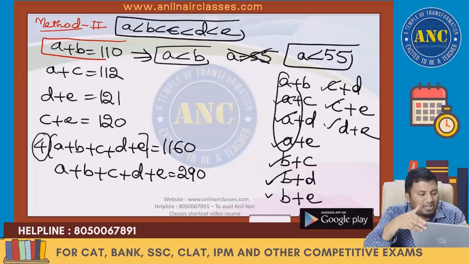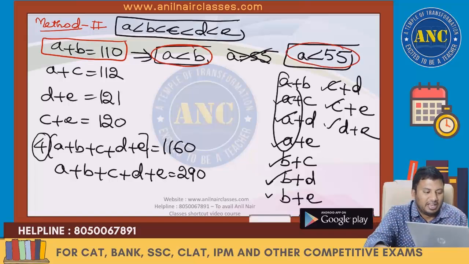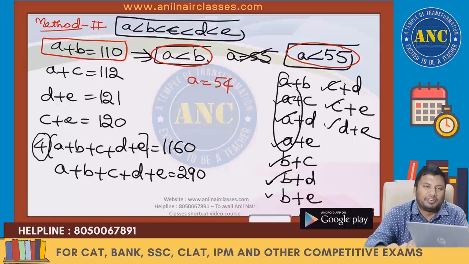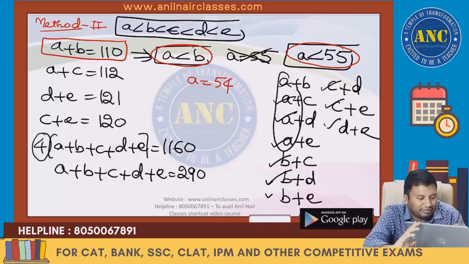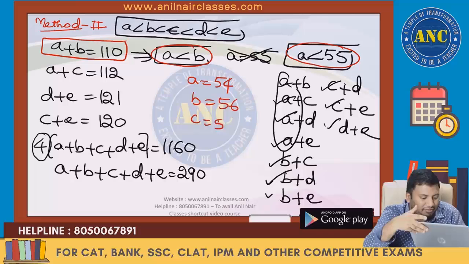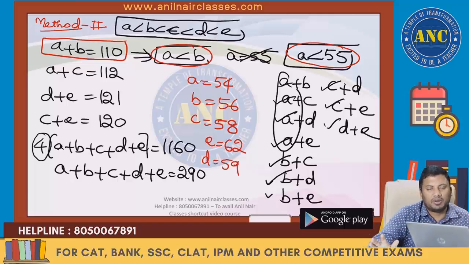The hint is A plus B equals 110, and A is less than B. That means A has to be less than 55. If I take A as 54, from the equation B will be 56. From the equation C will be 58. From the equation E will be 62. From the equation D will be 59. Am I right?